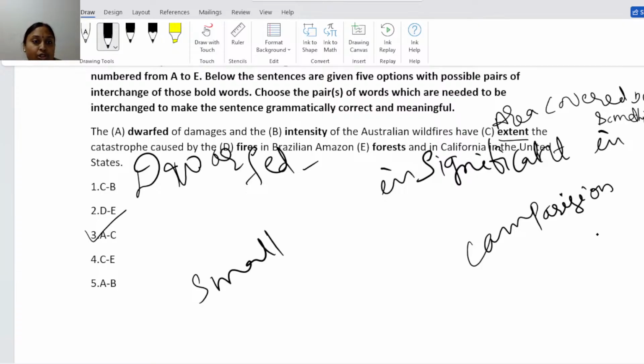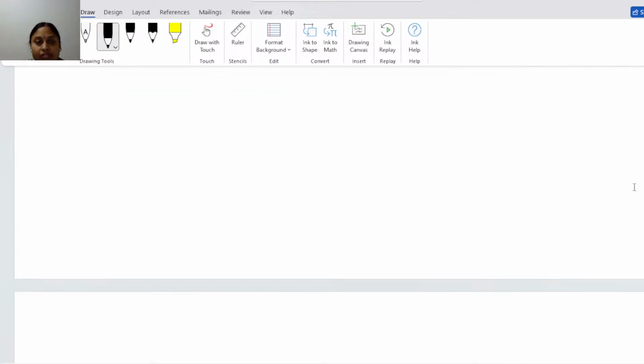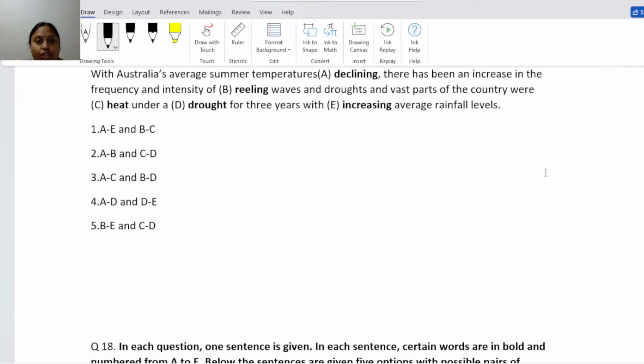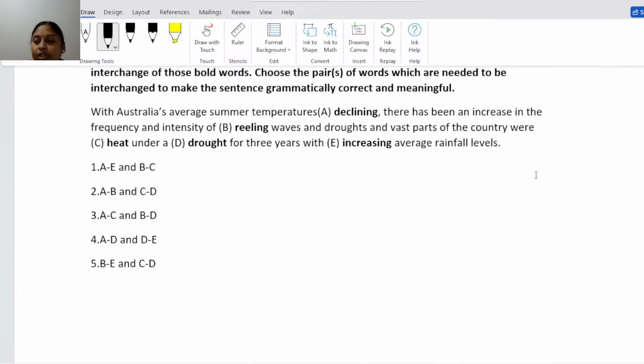The catastrophe caused by the fires. So here, caused by the fires that lead to the Brazilian Amazon forest having severe fire, and then California and the United States. So accordingly, A will be replaced with C. This is the option we are supposed to choose. Next, we will go for the next question. 17th question. It is also the same pattern question.